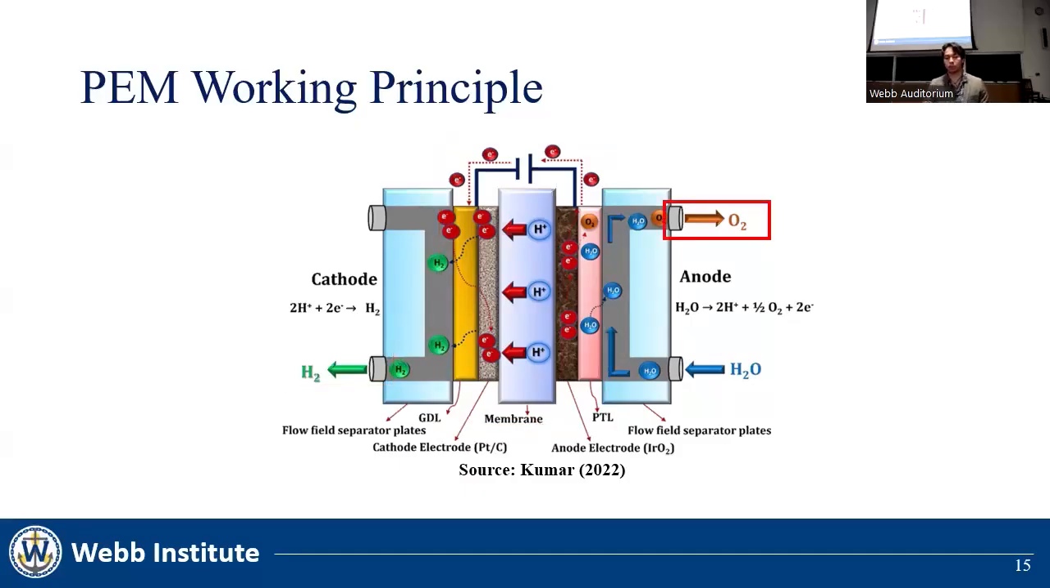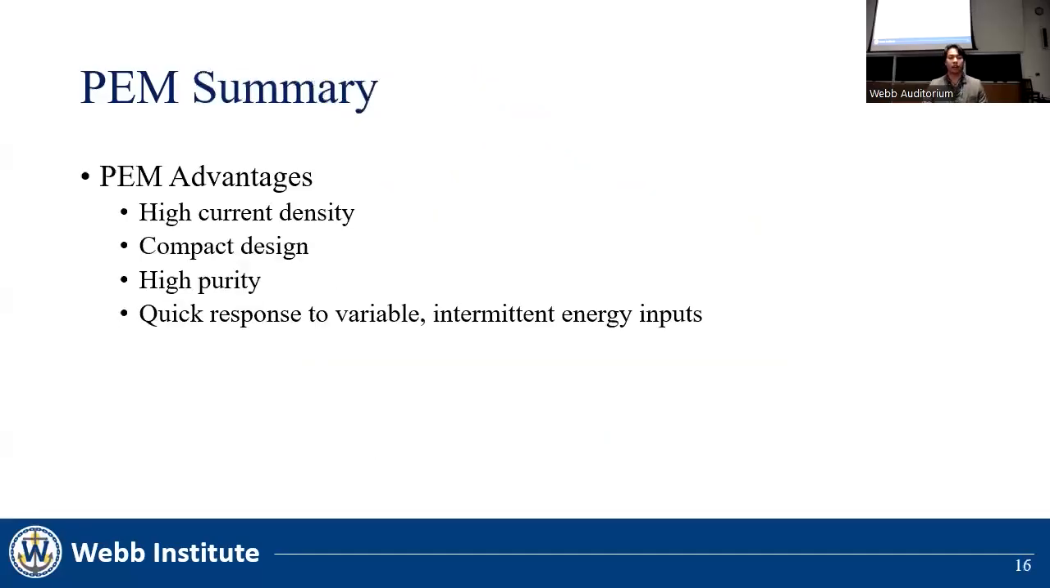The oxygen from the split water molecule exits out the anode side. So the advantages of PEM electrolysis is that PEM systems typically operate at high current densities. This allows them to have compact designs, high gas purity, and quick responses to variable intermittent energy inputs.